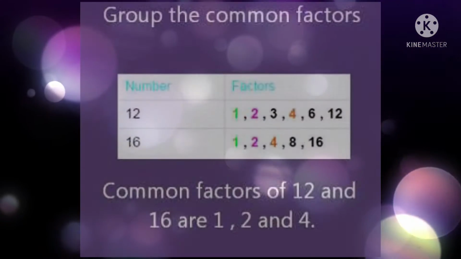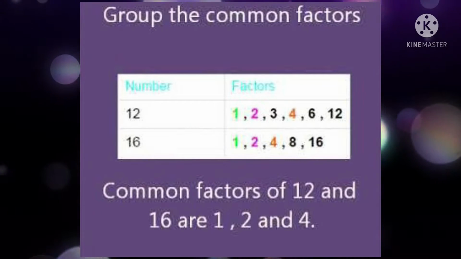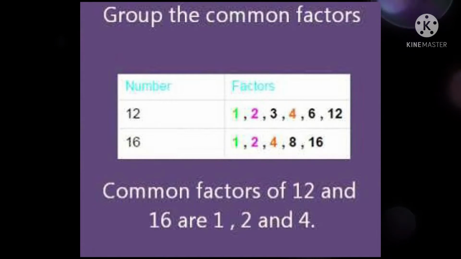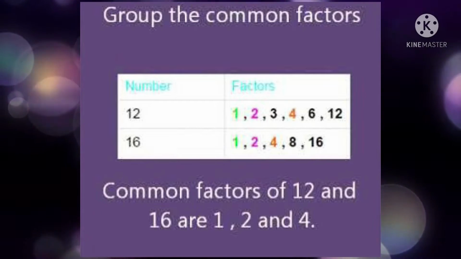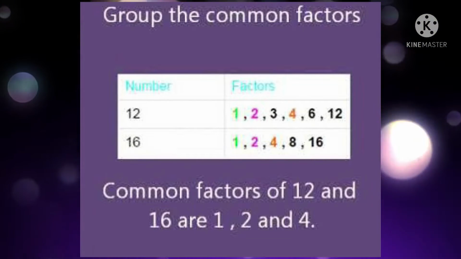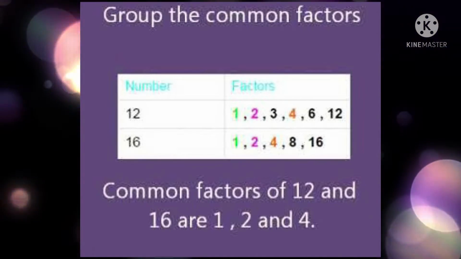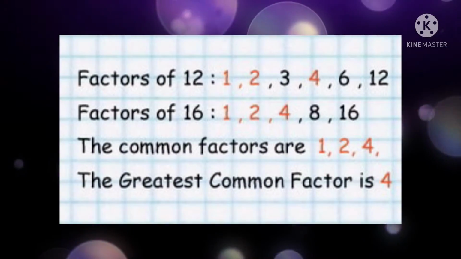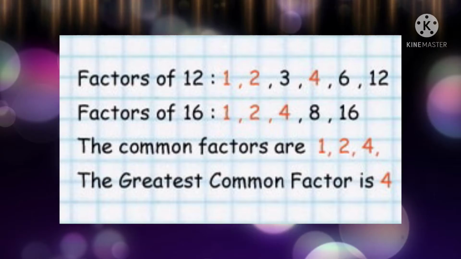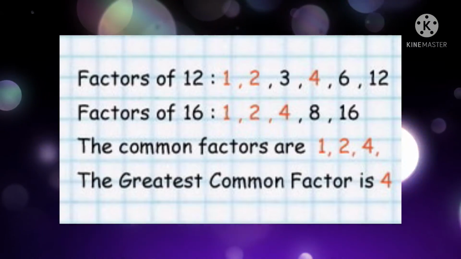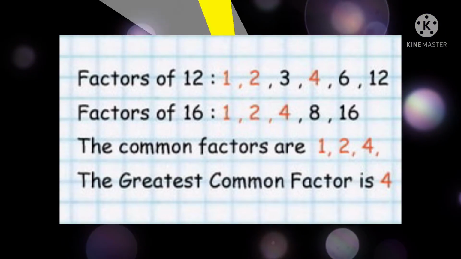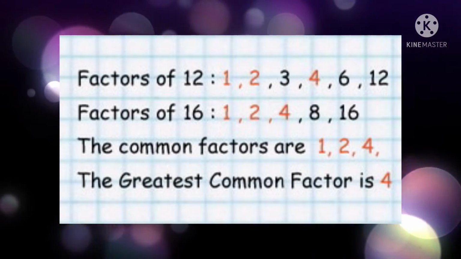And now after listing the factors, let's find the common factors. So common factors of 12 and 16 are 1, 2 and 4. Means these numbers are present in factor list of both the numbers. And 4 is the number which is highest among these common factors. So 4 is called greatest common factor, means HCF of 12 and 16.